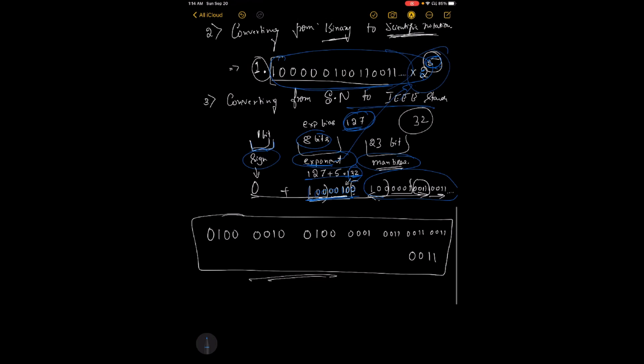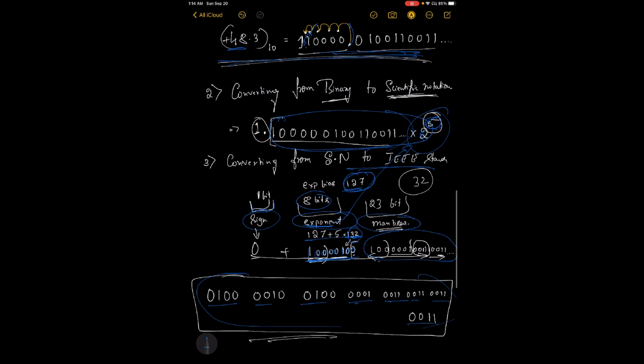Then, putting it all together, we grouped in the form of 4 bits. So altogether it's a 32-bit representation of the IEEE format.